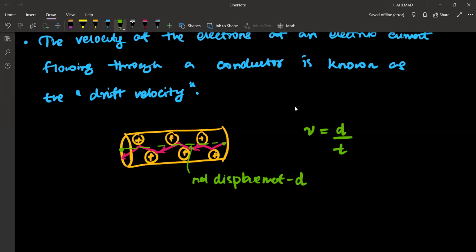We have cations. Because of these cations, the electrons cannot move directly. They collide and bounce off, and this is how they move. So drift velocity is a mean velocity. When we find the mean velocity, we find the net displacement between these 2 points and the time taken, and that will give us the drift velocity.